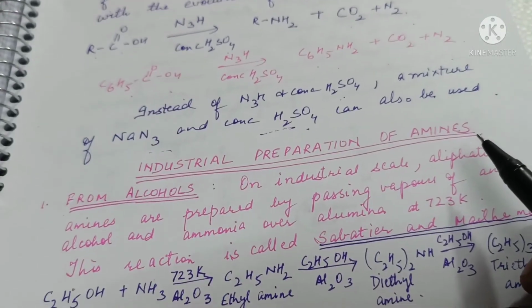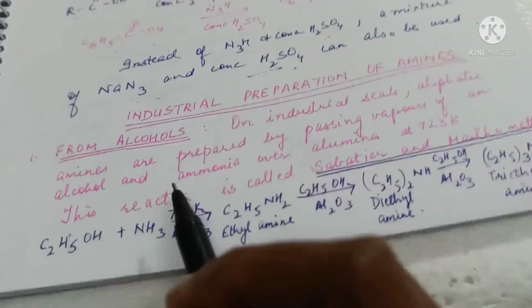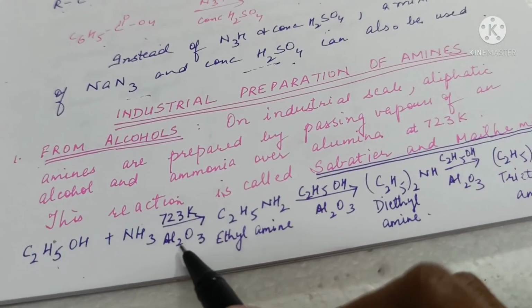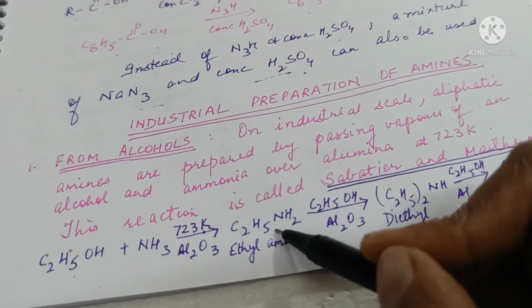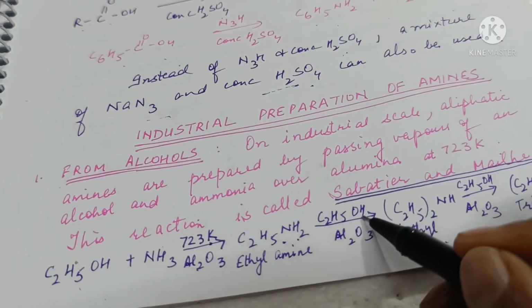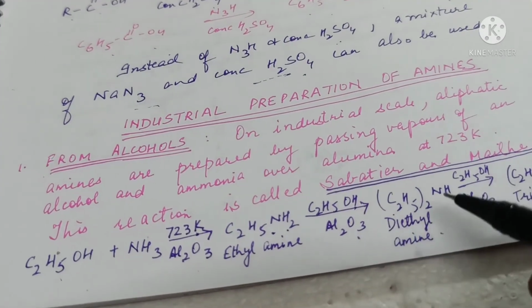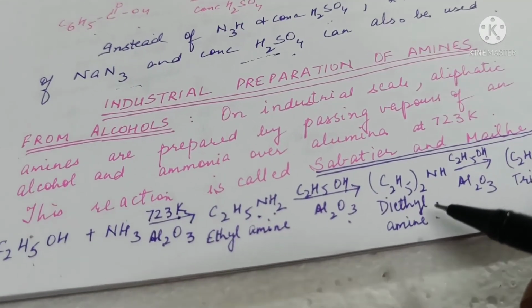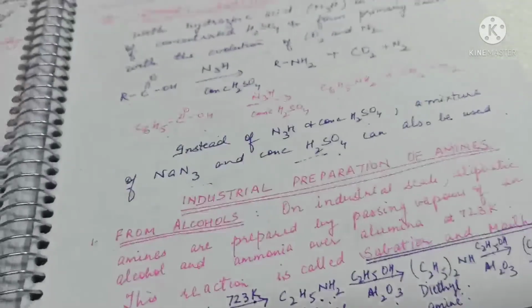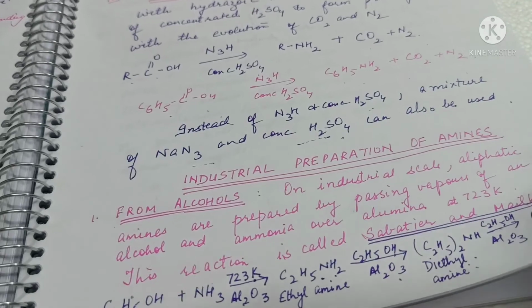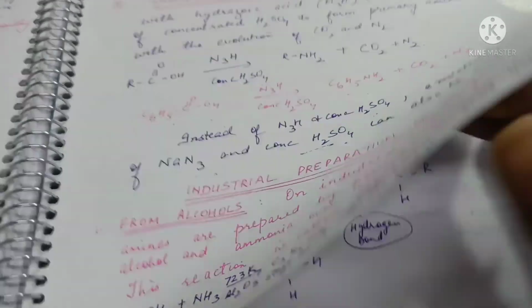Industrial preparation of amines: pass the vapors of ammonia and alcohols over alumina at a temperature of 723 Kelvin to form amine. This, on further reaction with alcohol over alumina, will form secondary amine, and this will form tertiary amine. So a mixture of amines is formed. This is the industrial method of preparation.